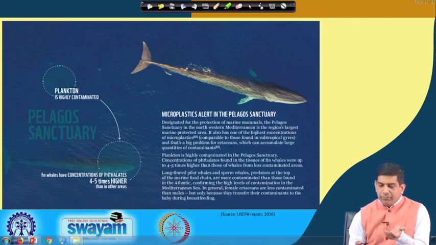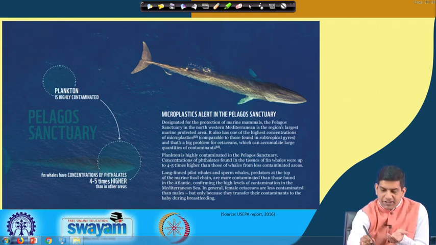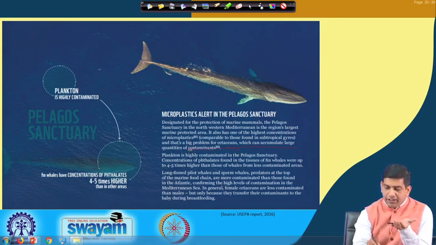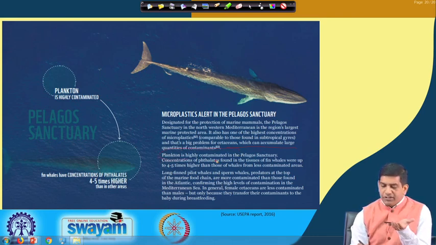So, it is a marine protected area, but we are seeing lots of microplastics showing up there. It has among the highest concentrations of microplastics, comparable to those found in subtropical gyres, and that is a big problem as it is accumulating in large quantities. Plankton is highly contaminated in this particular sanctuary. The concentration of phthalates in the tissue of whales is 4 to 5 times higher.